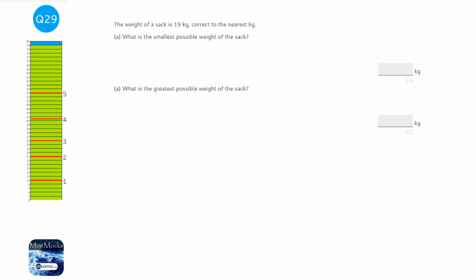Okay, this question looks quite confusing because it says the weight of the sack is 19 kilograms, but then it asks you for the smallest and largest possible weight that it could be. So it seems quite confusing at first until we realise that it is rounded to the nearest kilogram. So the first diagram I draw out is just a line, and I put 19 in the middle.